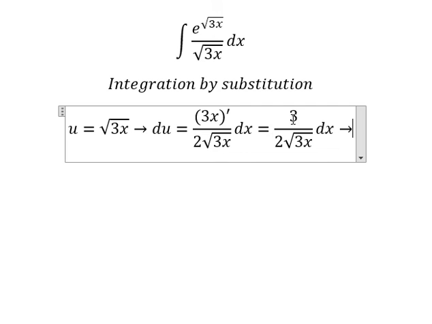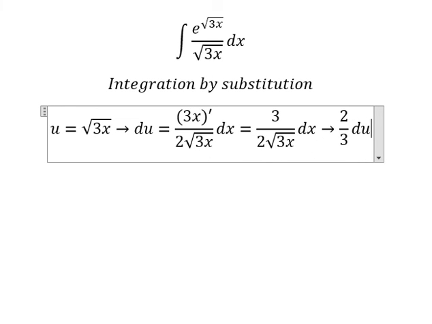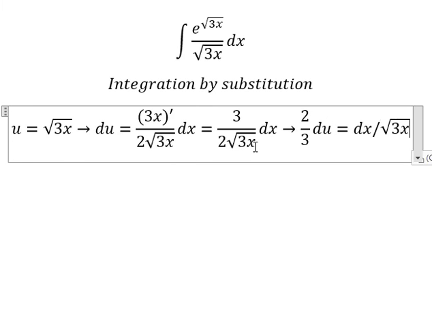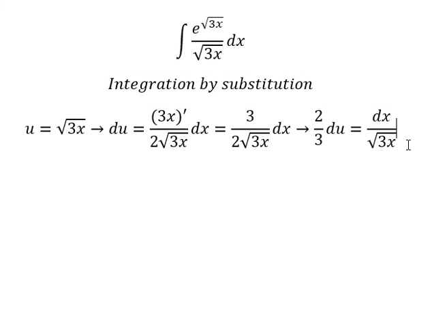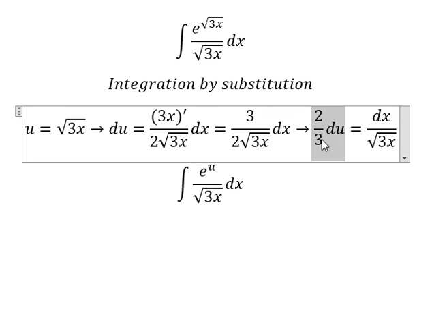Because we don't have the number 3 and number 2 in here, we need to divide both sides by 3 and 2, and we have 2 over 3 du equals dx over the square root of 3x. So this one we change by u. The dx over the square root of 3x we change by 2 over 3 du.